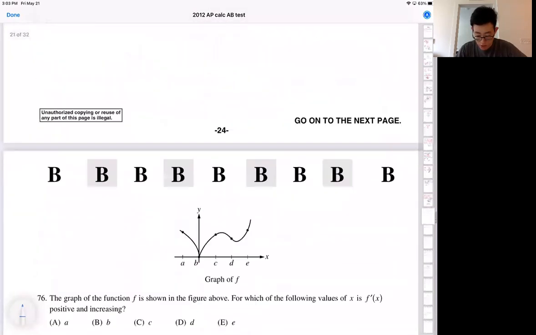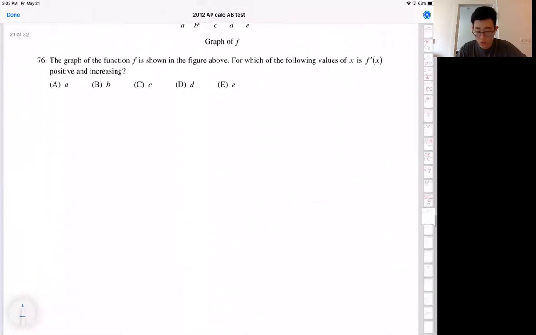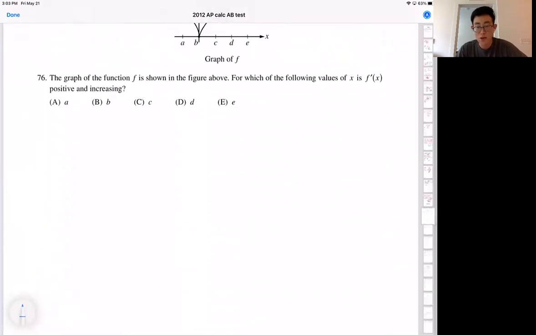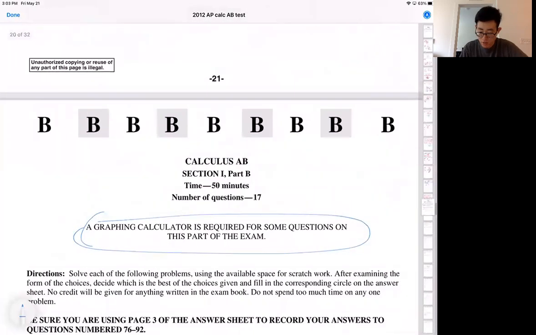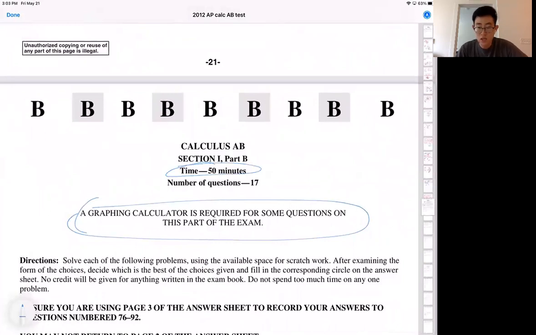So yeah, let's get right into it here. We start with question 76. Now don't ask me why they started question 76. Technically, this is question 29, starting from where we left off, but there's a total of 17 questions in here and you'll be given 50 minutes. I think that's what it's set up here. Yeah, 50 minutes. Again, you want to spend about 3 minutes per question for these.